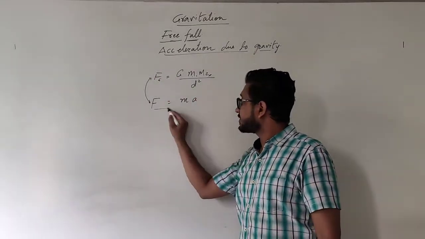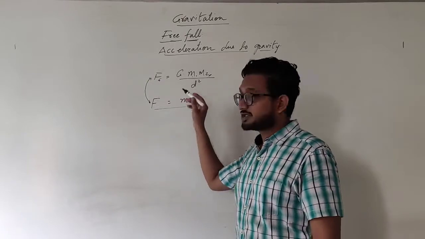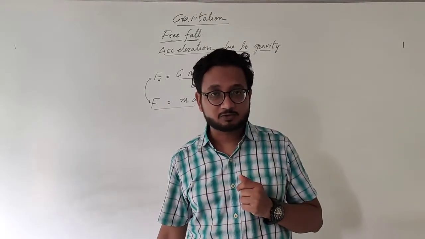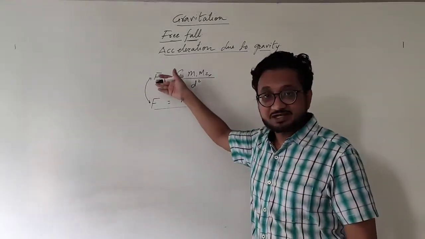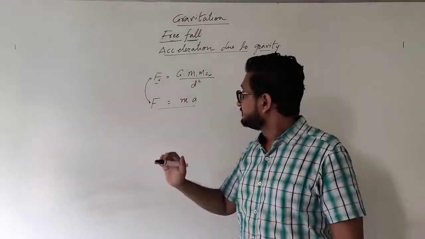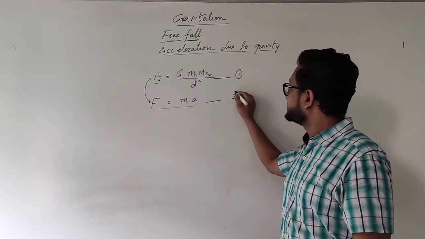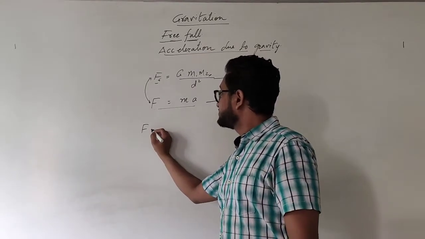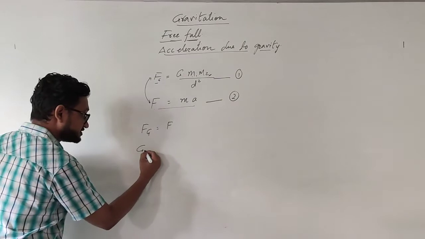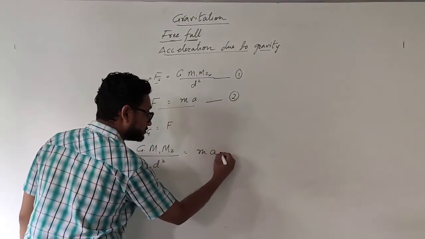So either you use this formula to calculate the force for the falling object, or you use this formula to calculate the gravitational force, you will get the same answer. But we don't have the acceleration. That is what we are going to find out. Okay, so because these two forces are same, either you solve the gravitational force using this formula, or you solve the force acting on the object with this formula. Both will be same. So we can equate equation 1 and equation 2 like this. So Fg is equal to F, and therefore what you get in the next is like this: G m1 m2 upon d square equals m into a.